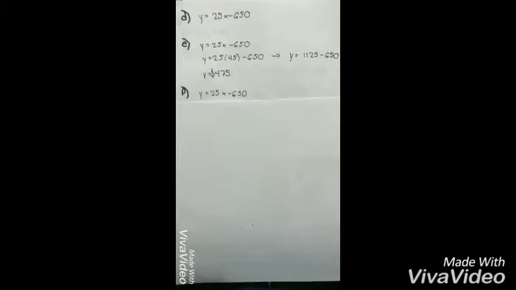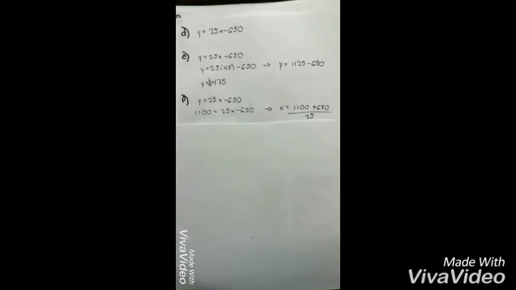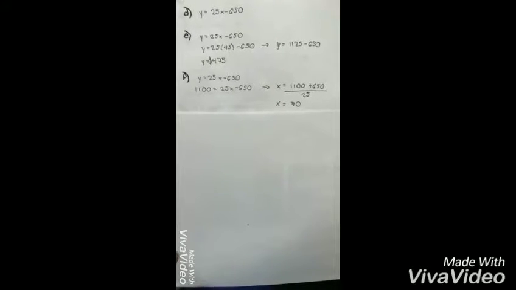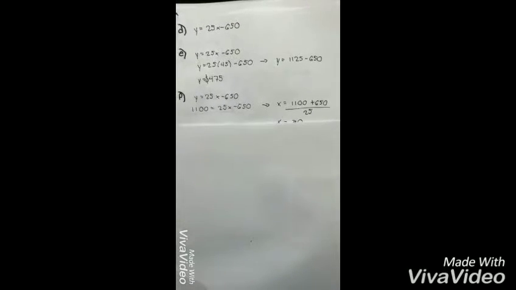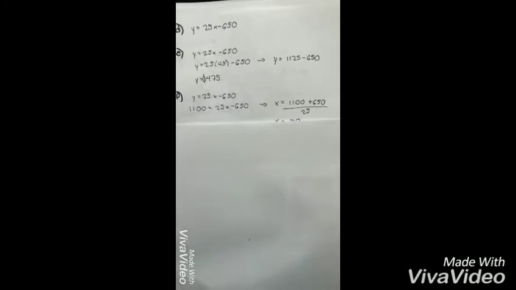F. How many hamburgers are supposed to be produced and sold weekly to have a profit of 1,100? We substitute the values with our formula, and finally x is equal to 70, that are the hamburgers that they have to produce.